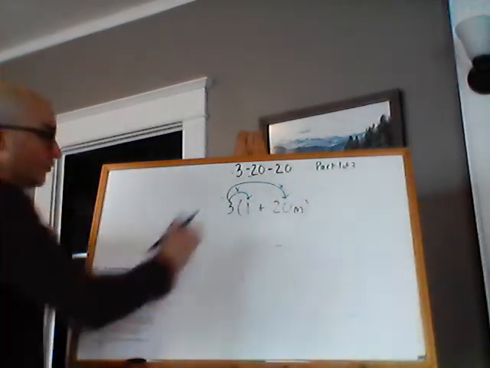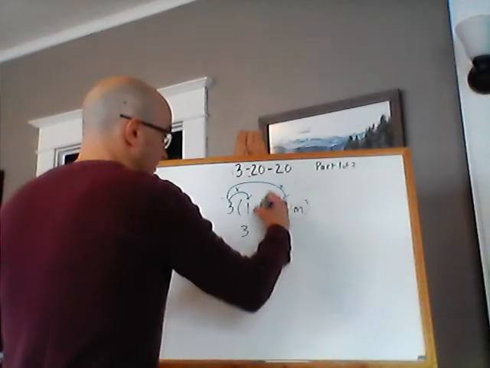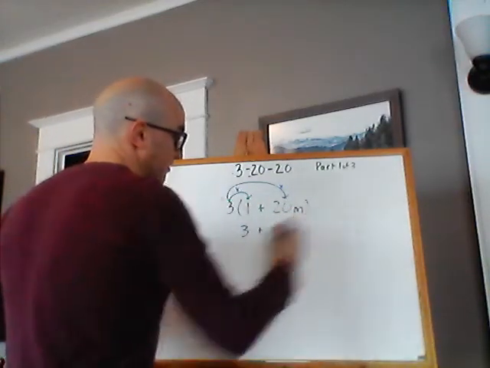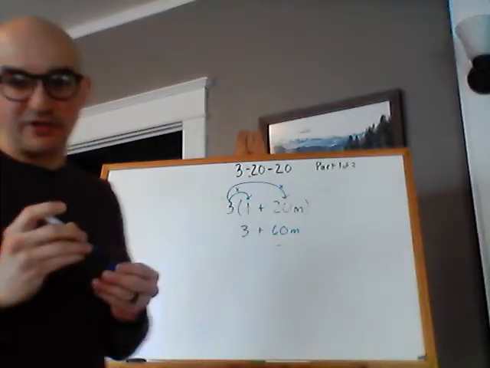Okay, and I'm going to say, what is 3 times 1? Well, it's 3. And then what is 3 times 20? Well, it's 60. And then m stays the same. So that's all we needed to do for that last one.